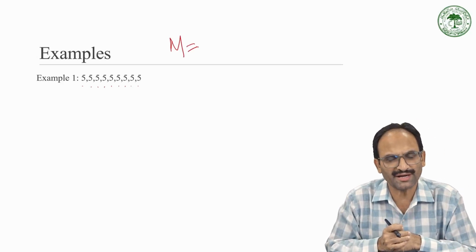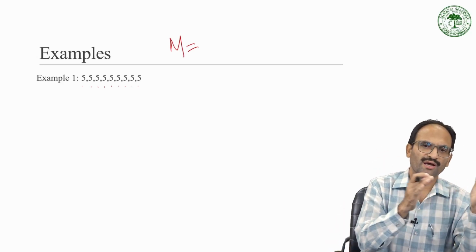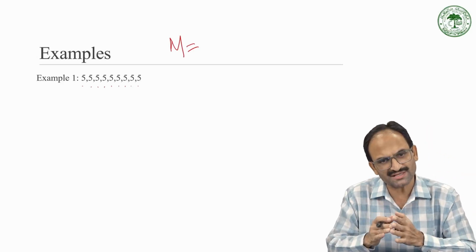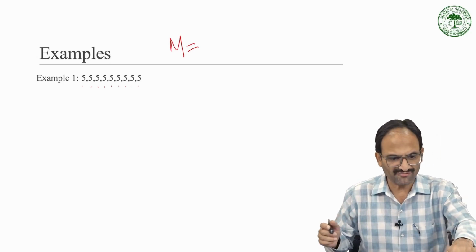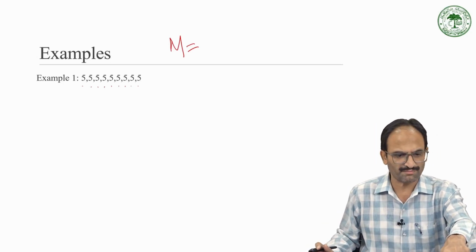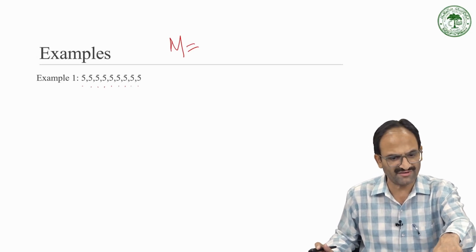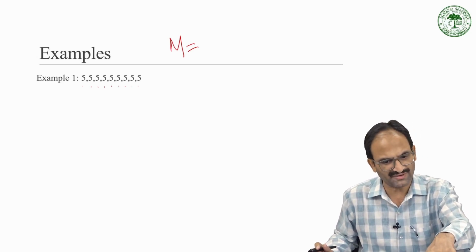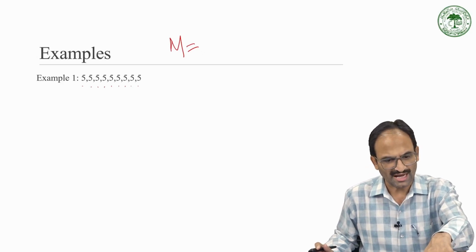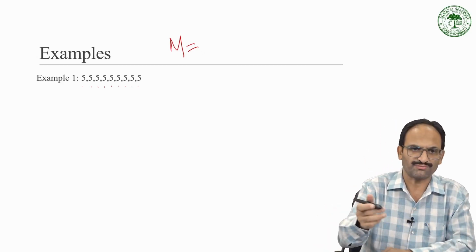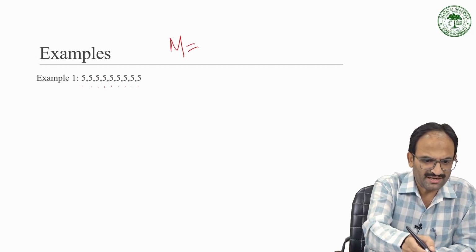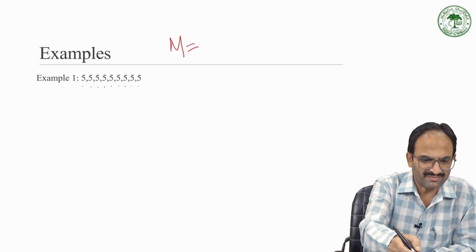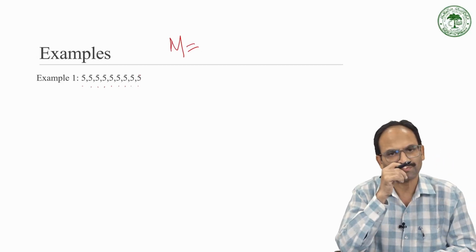So, how will you calculate mean? Already you have been explained about it. Find the sum of all the numbers and divide it by the total number. So, 5 plus 5 is 10, plus 5 is 15, plus 5 is 20, plus 5 is 25, plus 5 is 30, plus 5 is 35, plus 5 is 40, and plus 5 is 45. So do it once more. 5 plus 5, that is 10, plus 5 15, plus 5 20, plus 5 25, plus 5 30, plus 5 35, plus 5 40, plus 5 45.